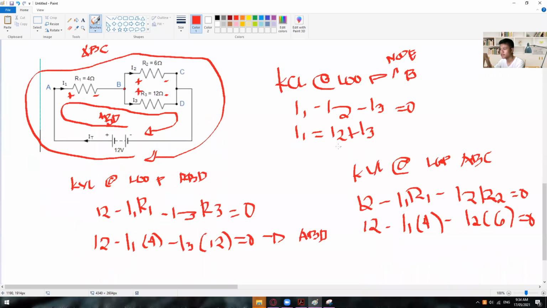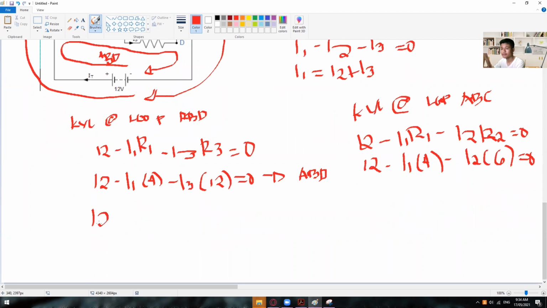And then from here, we can use this one, I1 is equal to I2 plus I3, to substitute in here, just to come up with I2 and I3 alone. So from here, we can have 12 minus, I1 will become I2 plus I sub 3 multiplied by 4, minus I3 times 12 is equal to 0. Okay, so this is your ABD.